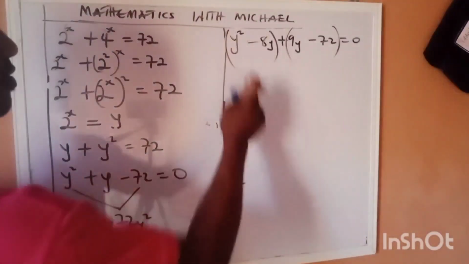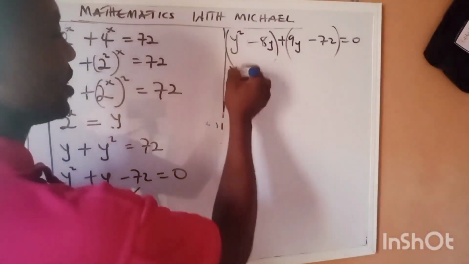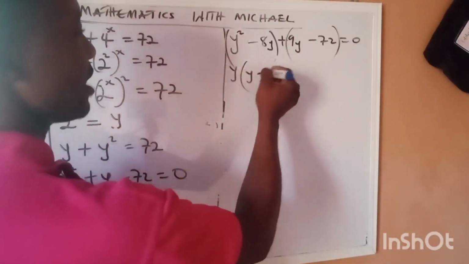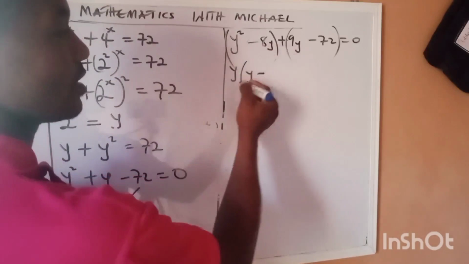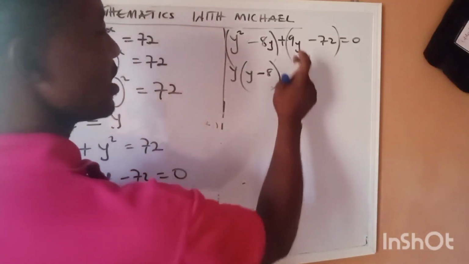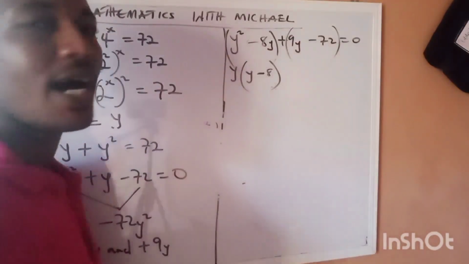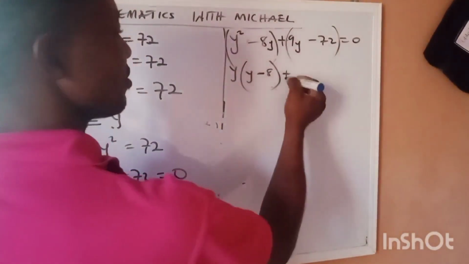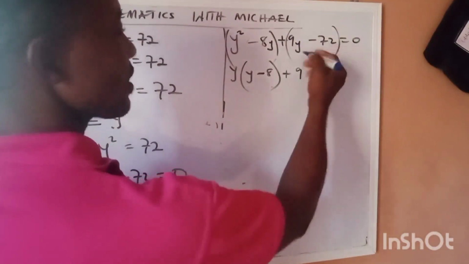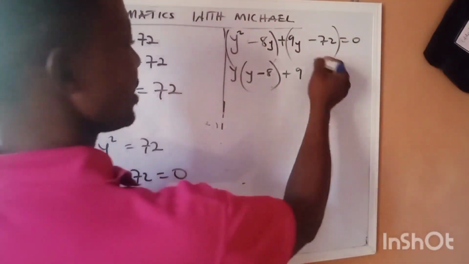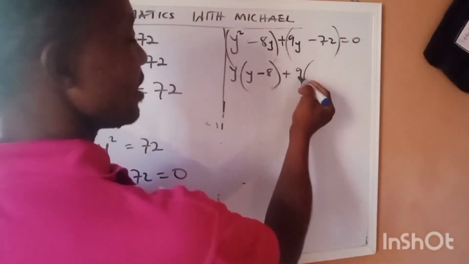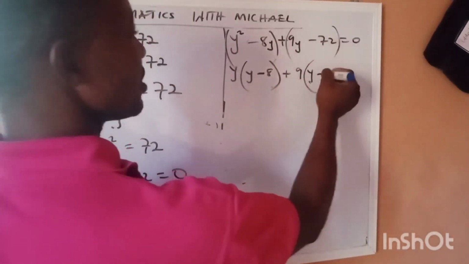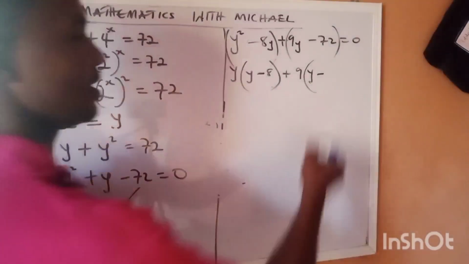So now what is common here? y. You bring it out, open the bracket. y squared divided by y, you have y; minus 8y divided by y, you have 8. Okay, what is the highest common factor of 9 and 72? I think it's 9. So I'm going to bring it out. This is the positive here. So I divide 9y divided by 9, I'm having y. Plus divided by minus is minus. 72 divided by 9 will give me 8.